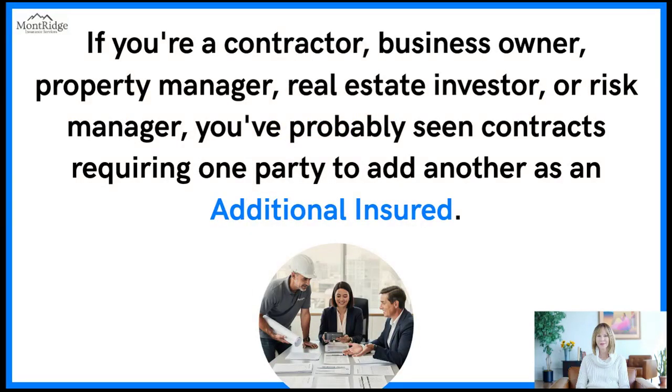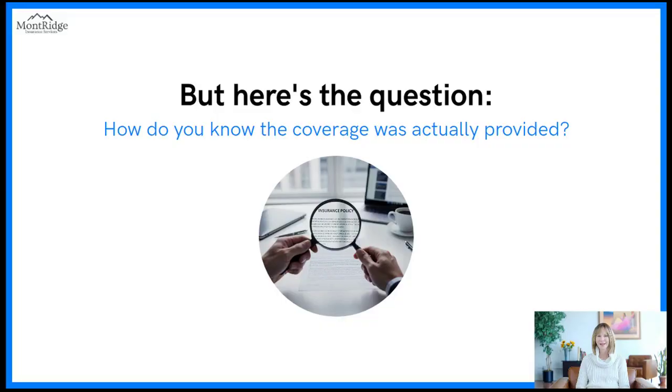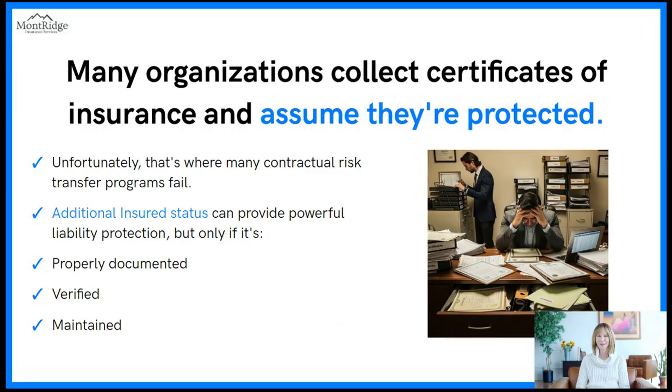If you're a contractor, business owner, property manager, real estate investor, or risk manager, you've probably seen contracts requiring one party to add another as an additional insured. But here's the question, how do you know the coverage was actually provided? Many organizations collect certificates of insurance and assume they're protected. Unfortunately, that's where many contractual risk transfer programs fail. Additional insured status can provide powerful liability protection, but only if it's properly documented, verified, maintained.